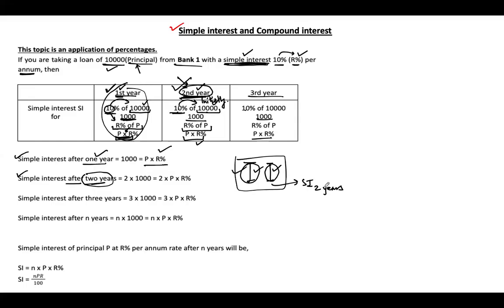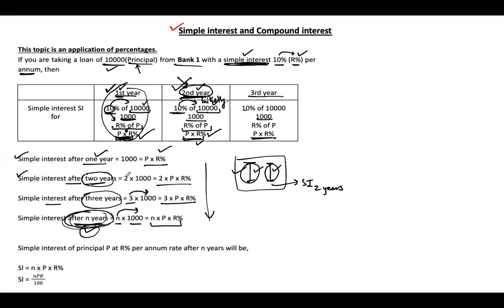Are you getting this point? For the first year, it was PR percent. Second year, it was PR percent. So total 2 PR percent. Similarly, simple interest after 3 years would be PR percent plus PR percent plus PR percent, 3 PR percent. So by deduction, simple interest after n years would be n into PR percent, n into 1,000.